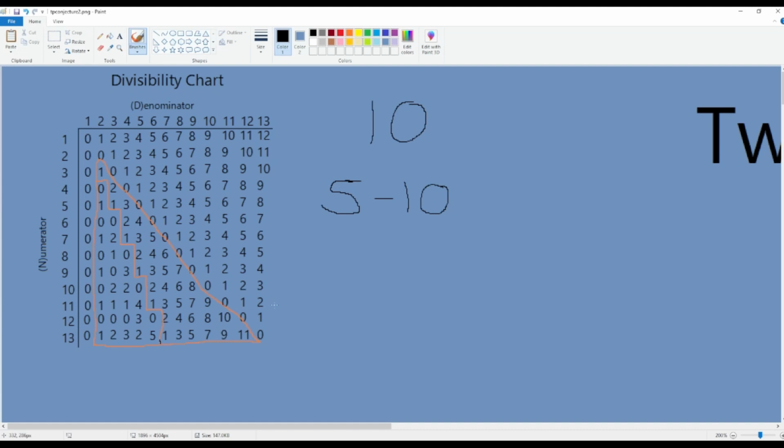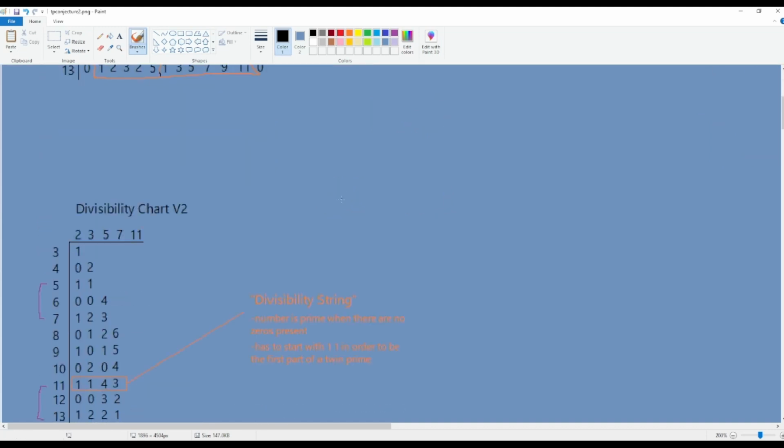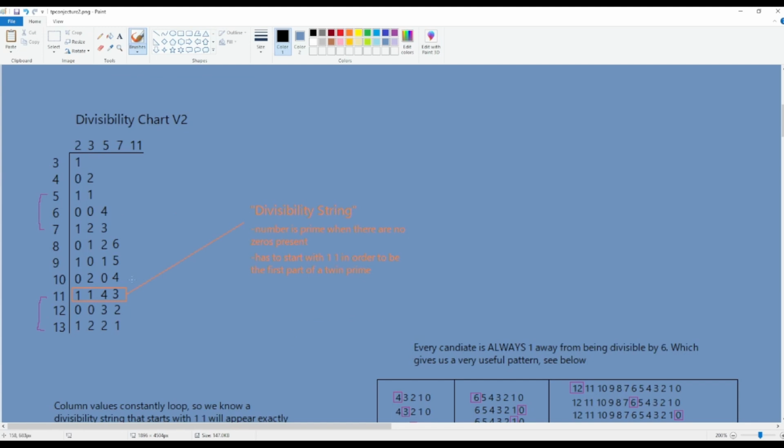So what we can do is make a new chart where we only look at the triangle part and only look at the left-hand side of the jigsaw piece. And we take out all of the non-prime columns. And what we get is a divisibility chart version 2. And what this essentially gives us is a string of numbers, which I call a divisibility string. And within this string, if there are any zeros, the number is not prime.